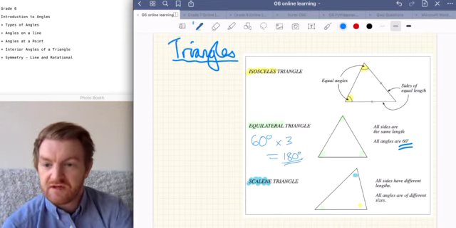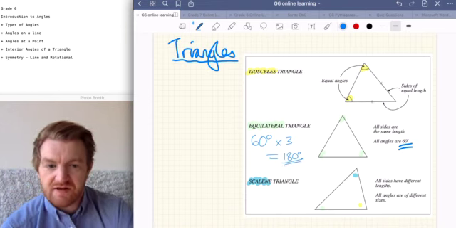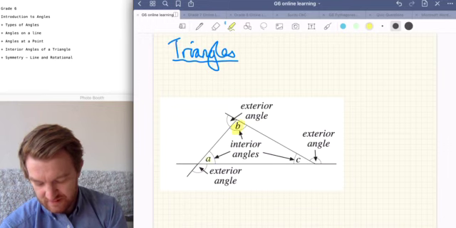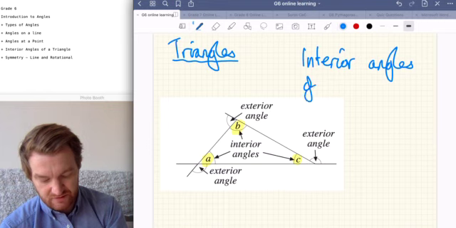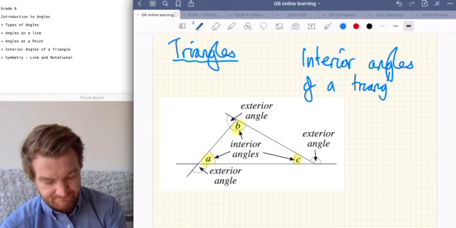Now I am going to share on the Teamy post today a video that explains in a lot more detail why triangles add up to 180 degrees, but for this video we're just going to focus on how to use these angle facts. So the key thing is that if we take these three interior angles, just like that equilateral triangle, the interior angles of a triangle add up to 180 degrees.